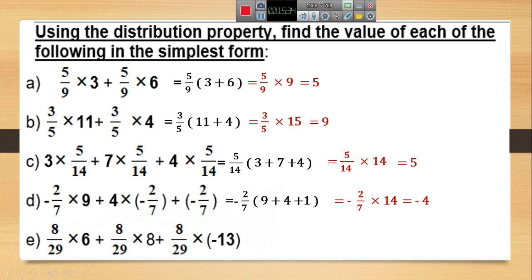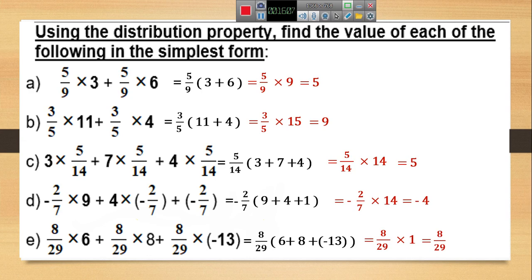This one uses the same idea. Here we have 3 repeated fractions and 3 numbers: 6, 8 and negative 13. After taking out 8 over 29, we open the bracket and write the other numbers 6 plus 8 plus negative 13, to get 8 over 29 times 1, so the answer is 8 over 29.